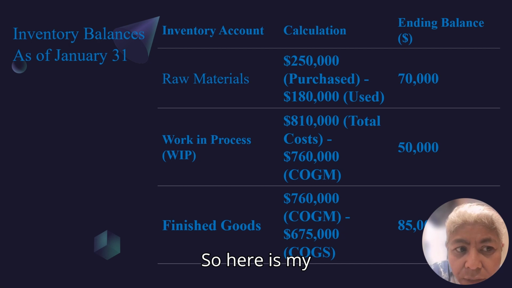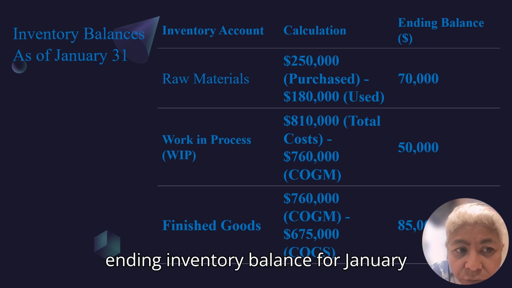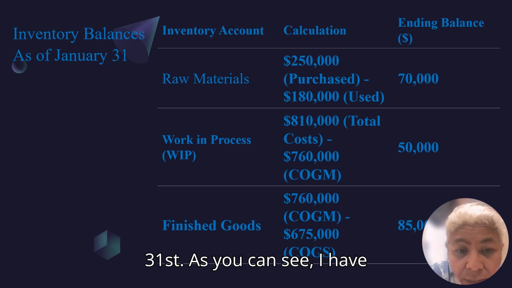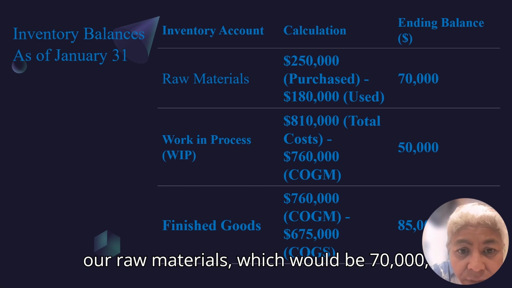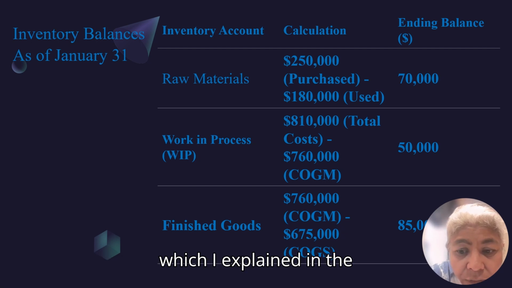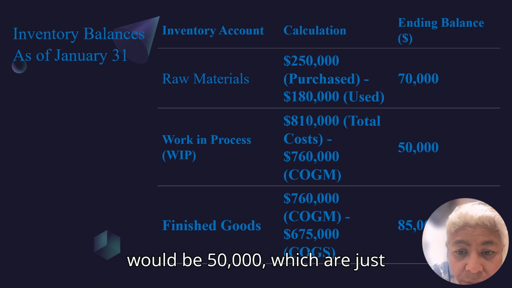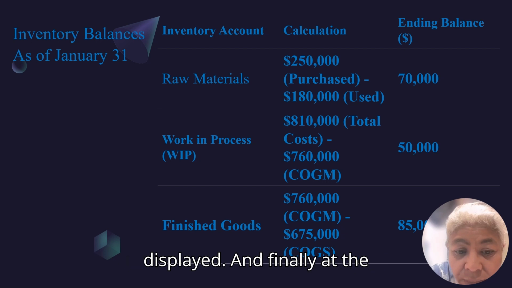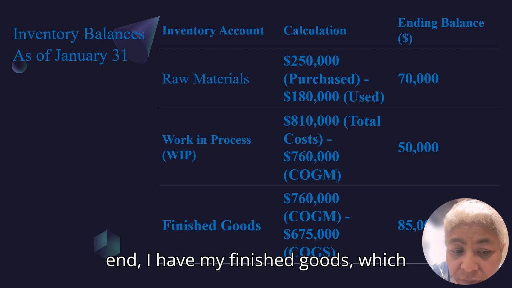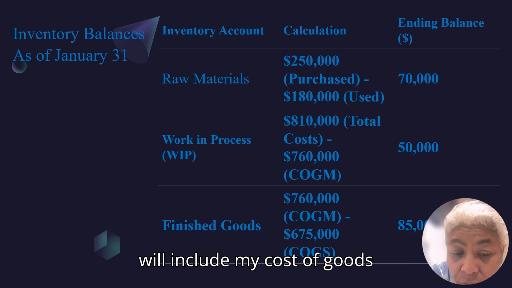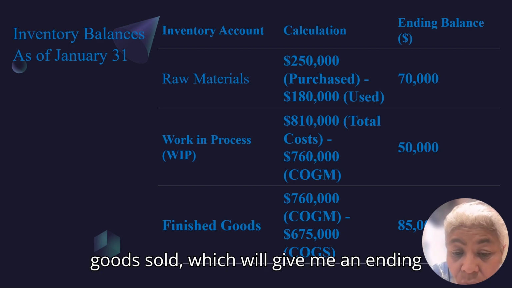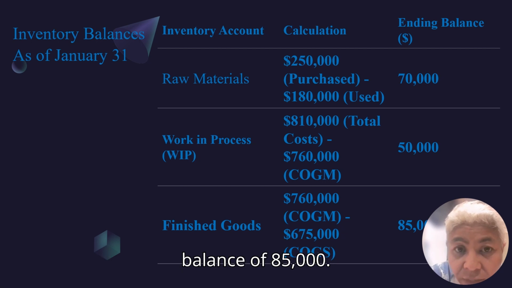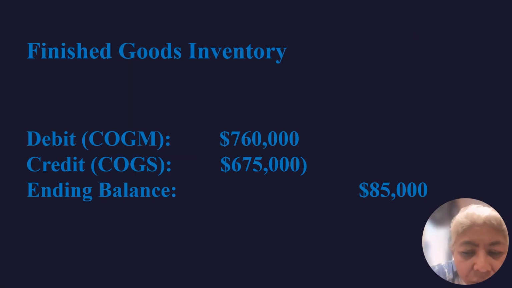So here is my ending inventory balance for January 31st. As you can see, I have all three of them listed here. I have our raw materials, which would be 70,000, which I explained on the previous slide. Then I have my work in progress, which would be 50,000, which I just explained. And finally, I have my finished goods, which will be my cost of goods manufactured minus my cost of goods sold, which gives me an ending balance of 85,000.